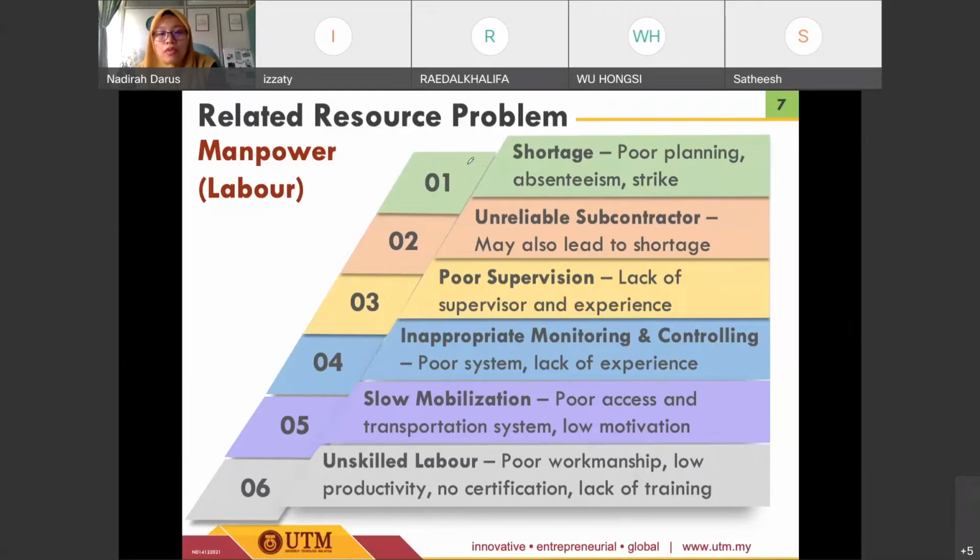For the first one, we have problems related to the shortage of the labor itself, which is mostly due to poor planning, absenteeism, or strikes by the workers. So shortage of the resources, labor, for sure will affect the progress of work and will affect the plan or the schedule for the specific task.